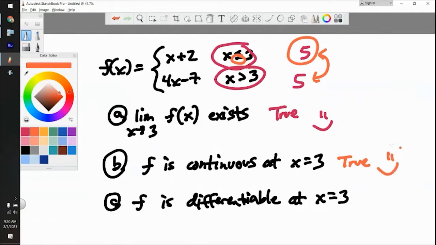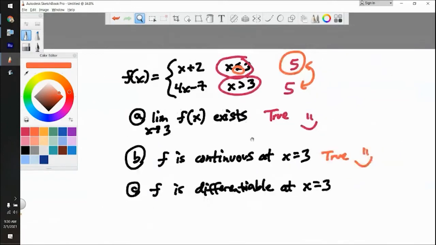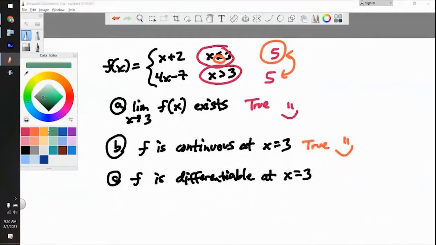Okay, and then the last one, is it differentiable? Does the derivative agree on both sides of x equals 3? No, so this would be a false. Okay, so this top one, the derivative would be 1 at 3. This one would be 4. So that means there's a jump with a derivative anyway, and it would be false.